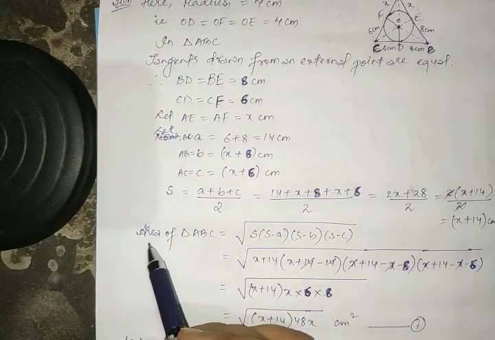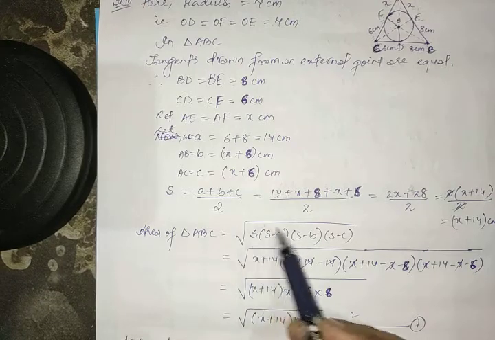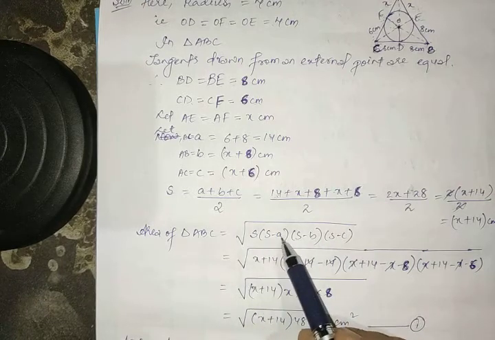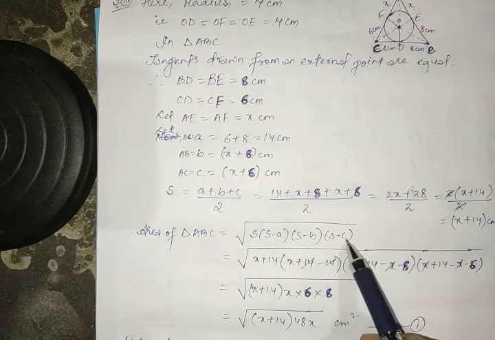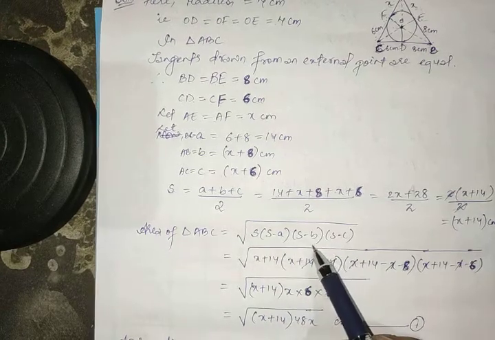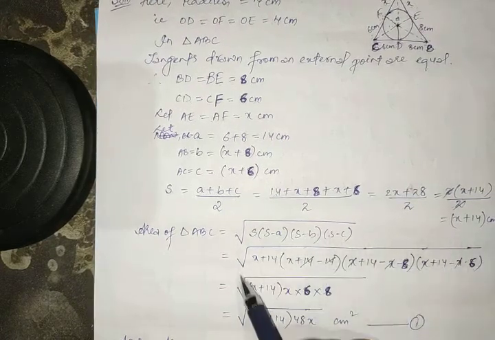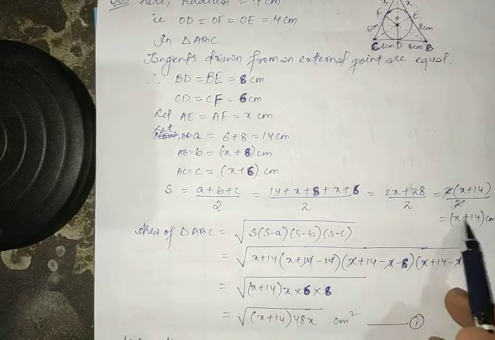So this is the area of triangle ABC by Heron's formula. This is Heron's formula: root over s into (s minus a) into (s minus b) into (s minus c), where s is the semi-perimeter and a, b, c are the sides of the triangle. Now I'll just put the values of s, a, b and c. So the value of s is x plus 14.